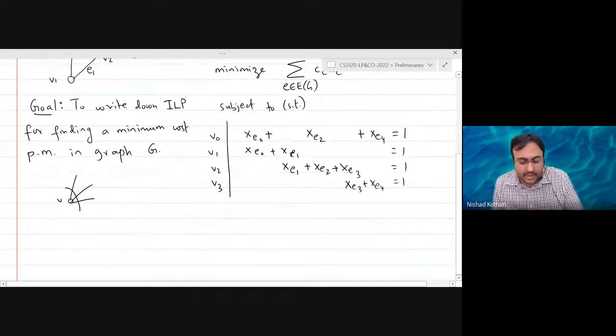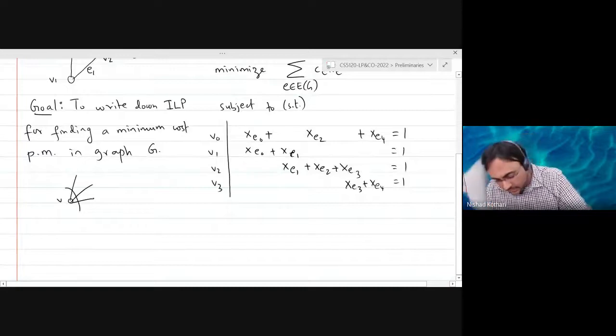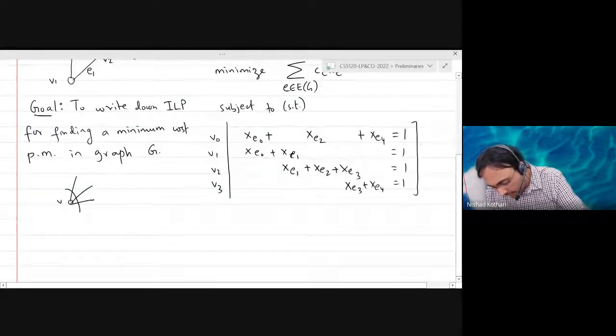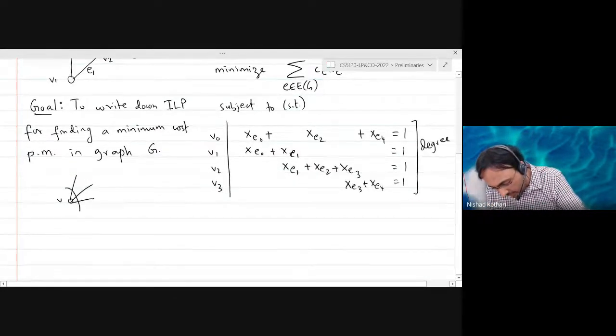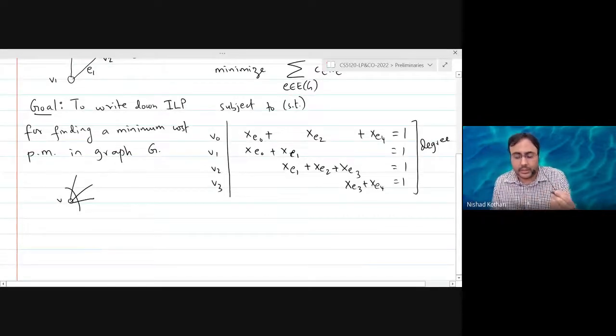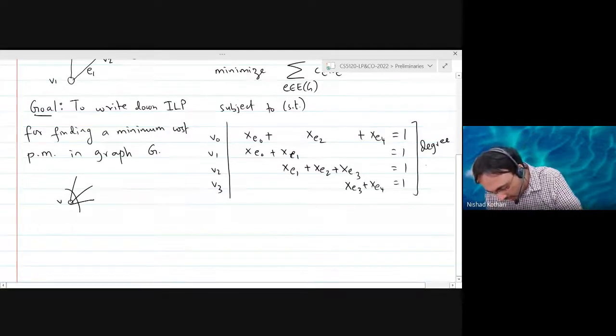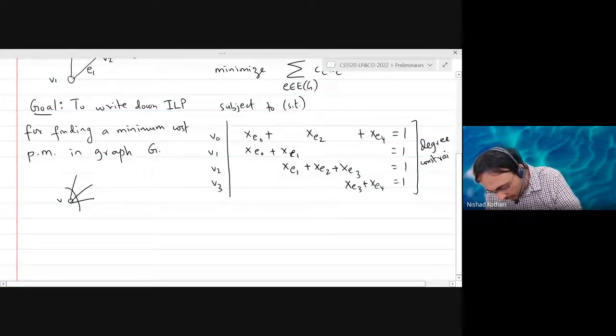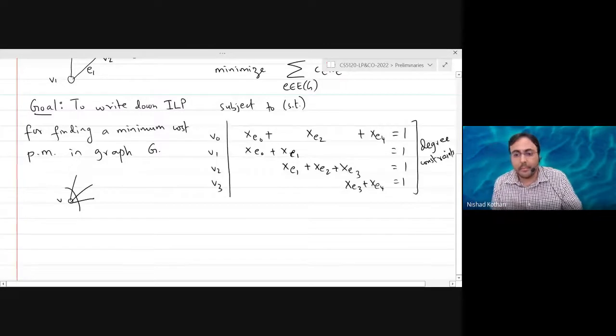These constraints are often called the degree constraints in the context of the perfect matching problem, because it's saying that the degree of each vertex in a perfect matching, if you just look at the graph formed by those edges, should be equal to 1. So in the context of this problem, we will refer to them as degree constraints.